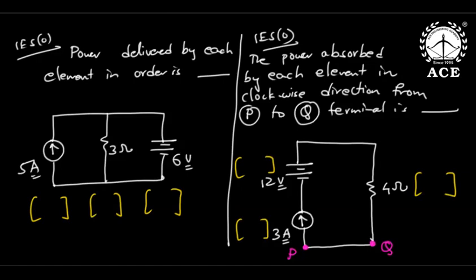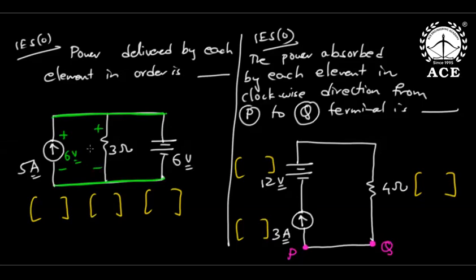Yes, see the answers now, everybody. We'll take a break now. See power delivered by each element in order. First, let us declare which is source and which is sink. See again, this is a parallel system. Voltage is the same, so between these two nodes voltage is the same. This is 6 volts, so this is also 6 volts.